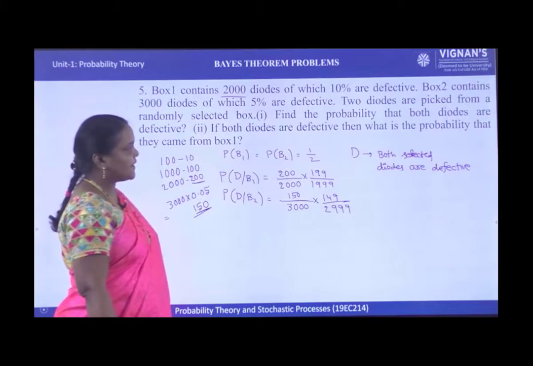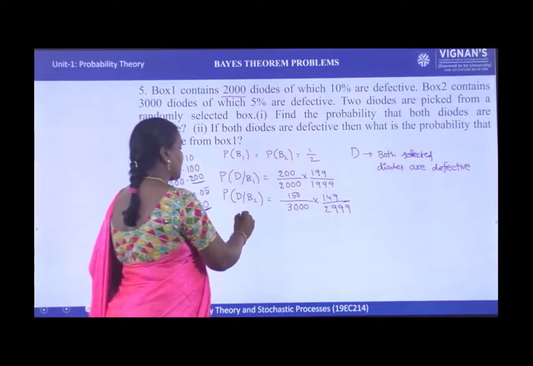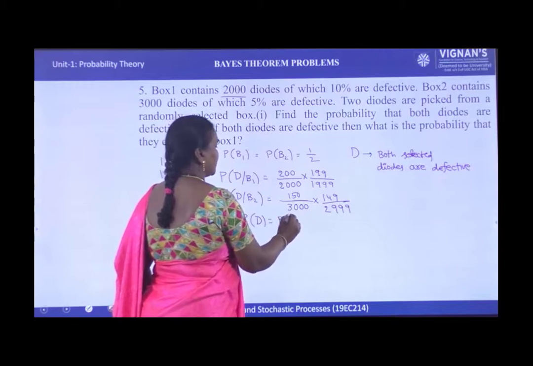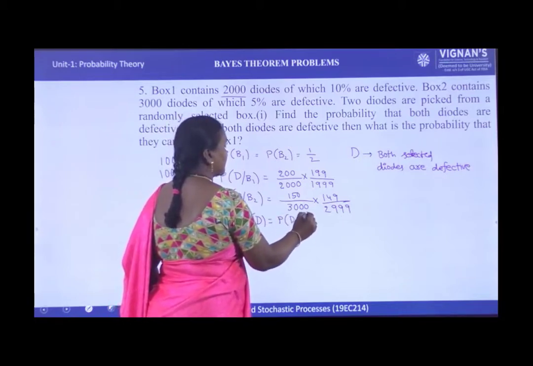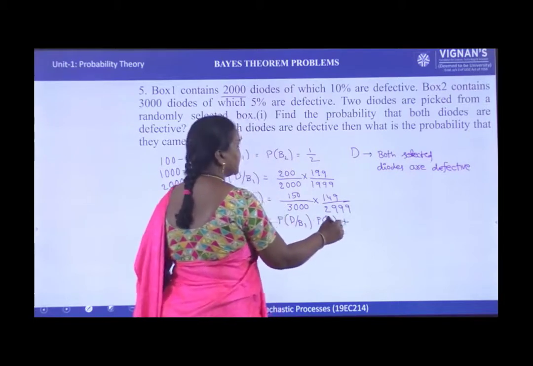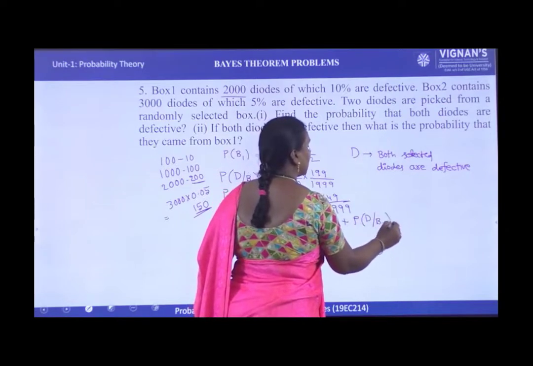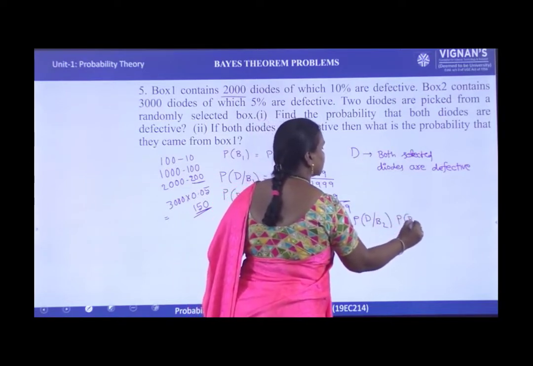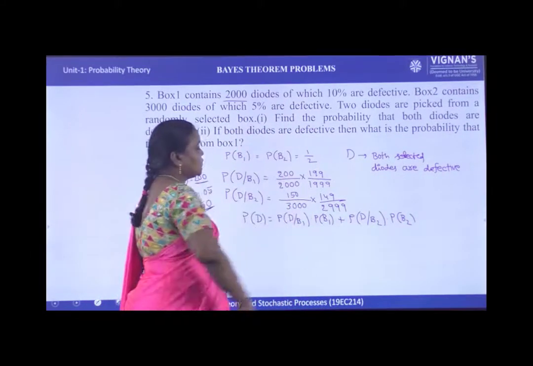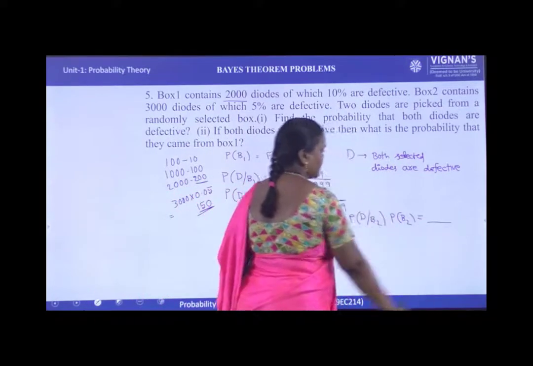Now what is the question? Find the probability that both diodes are defective. So P of D is equal to P of D by B1, it can be from box 1, into the probability of selecting box 1, plus the probability of defectiveness from box 2, into the probability that box 2 is selected. Okay, all values are there, just substitute, and you will get the probability of defectiveness of both diodes.